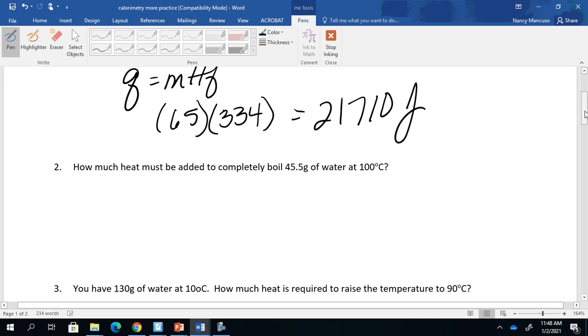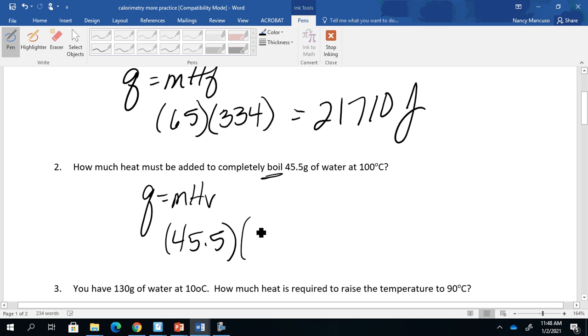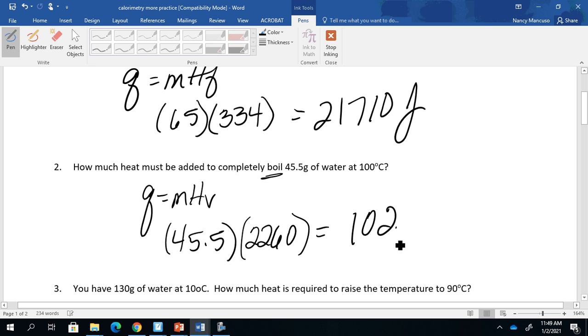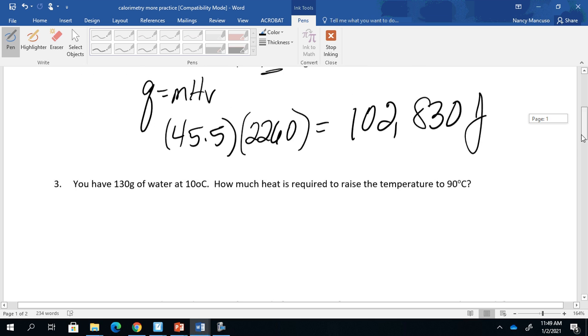All right, next problem. How much heat must be added to completely boil 45.5 grams of water? So if I'm boiling, my formula is Q equals mHv. I need the heat of vaporization. And it's water, so I'm going to look that value up. 45.5 is the mass, and then I look up heat of vaporization on the front of my reference tables, 2260. And I multiply those. 45.5 times 2260. I get 102,830 joules.